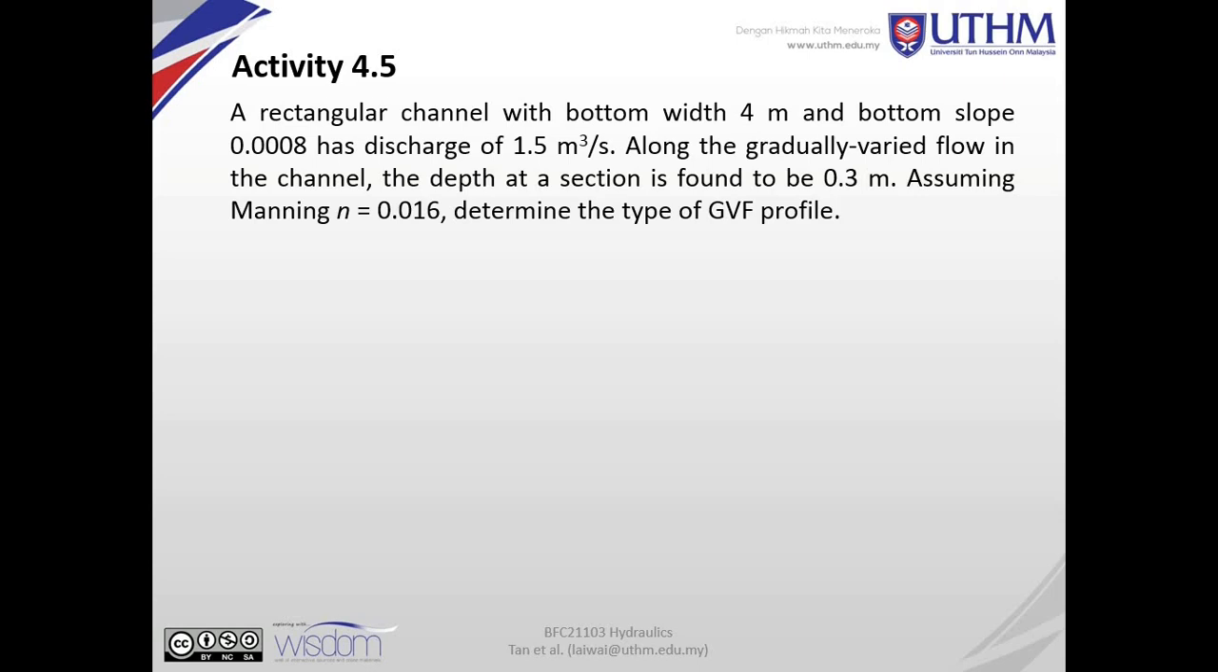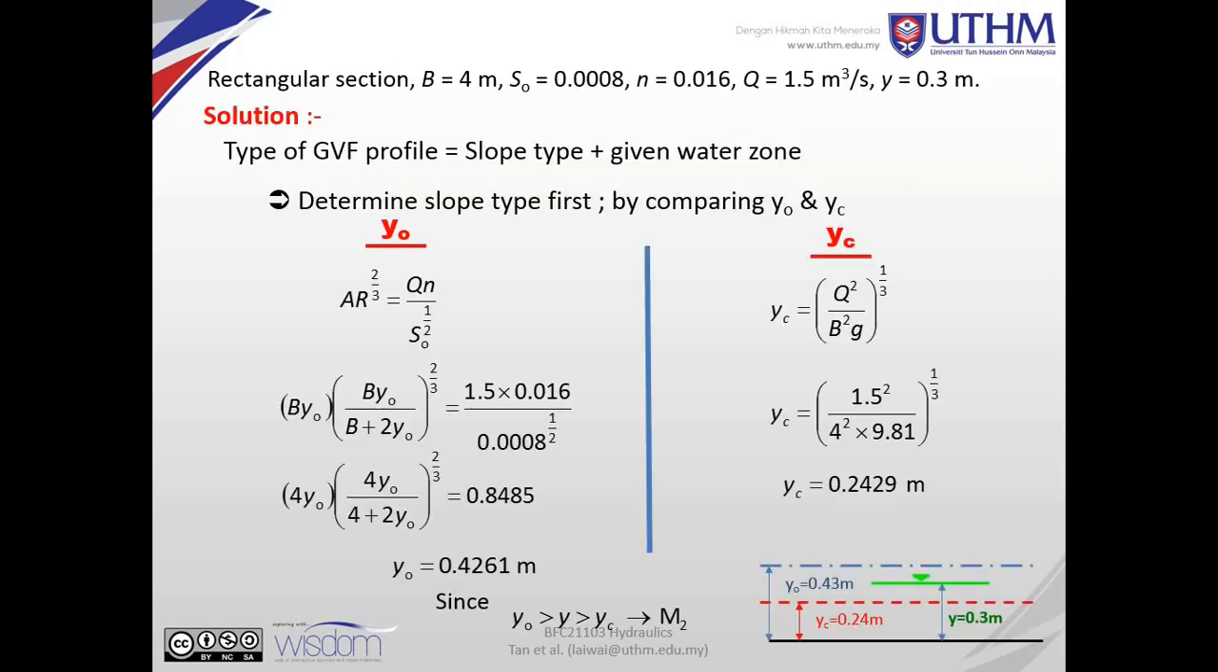Assuming Manning's n equal to 0.016, determine the type of GVF profile. So the first technique or step for us to solve this example is to extract out all the information given from the question. So we will present them with their symbols here.